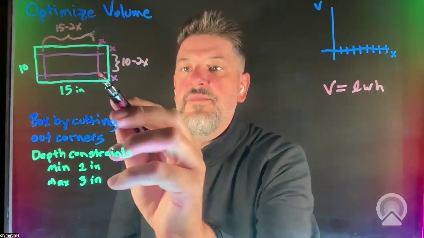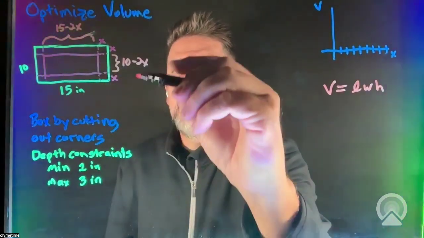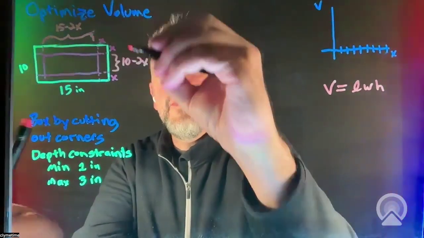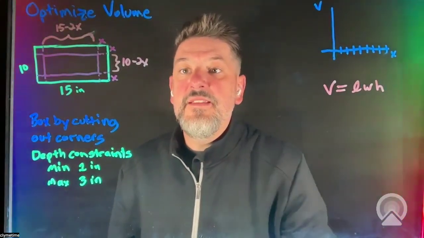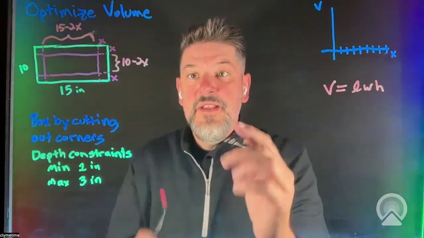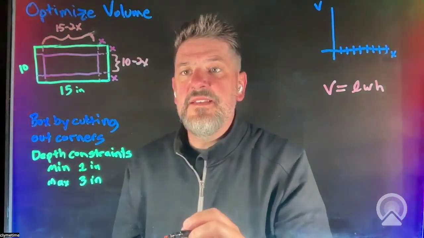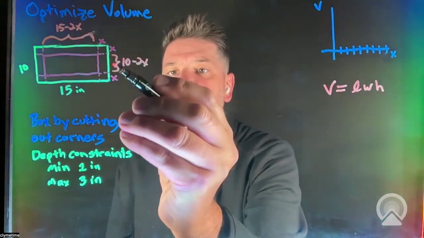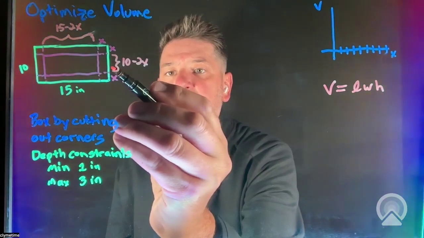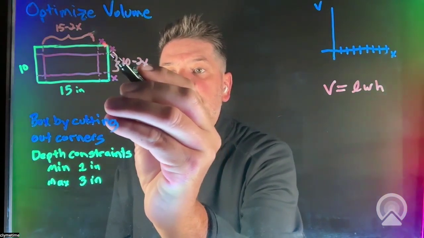Okay, so I get 15 minus 2X for the length, 10 minus 2X for the width, and then the height, if it folds up, the height is going to be X. That's what the height's going to be, because that little flap that gets folded up is going to be X high.